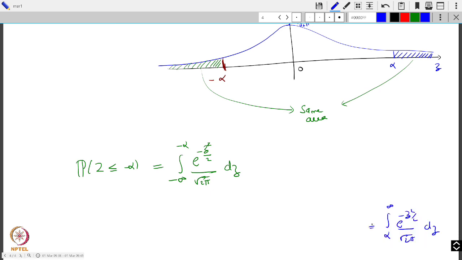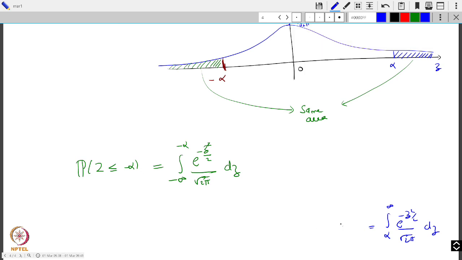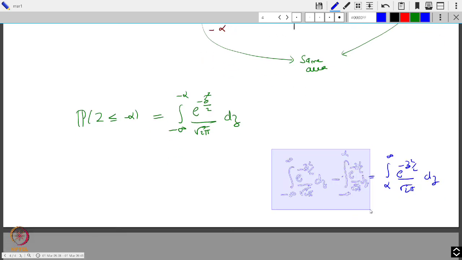That's what I have here. But what is this? Because it's a density function, the whole integral is 1. So I'll write it as the integral from minus infinity to infinity of e to the minus z squared by 2 over square root 2 pi dz, minus the integral from minus infinity to alpha of e to the minus z squared by 2 over square root 2 pi dz. Right? That's just a property of integration. The whole integral minus this part is going to be this part.